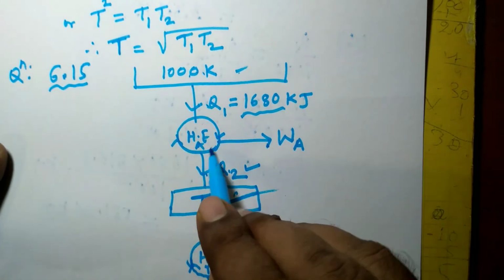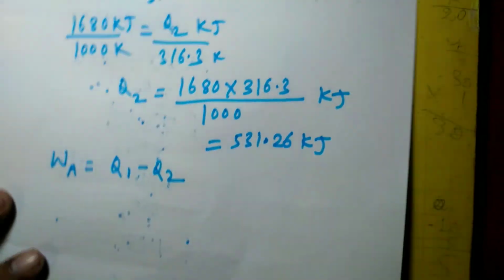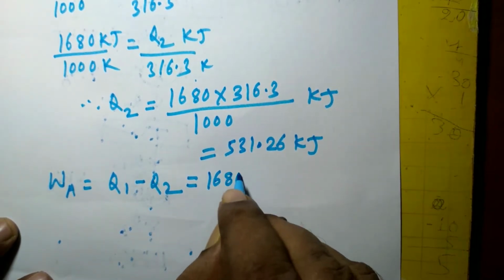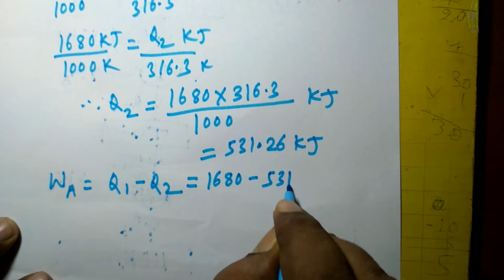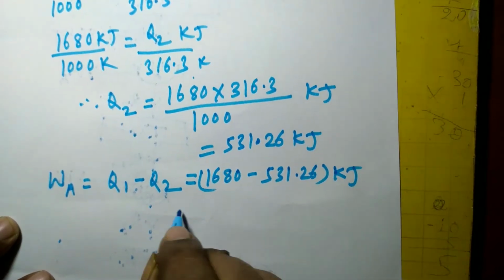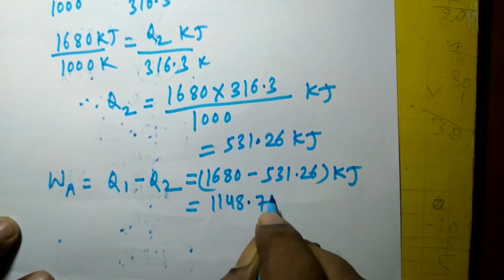You see, the work output of engine A is Q1 minus Q2. This is equal to 1680 minus 531.26 kilojoule. This is equal to 1148.74 kilojoule.